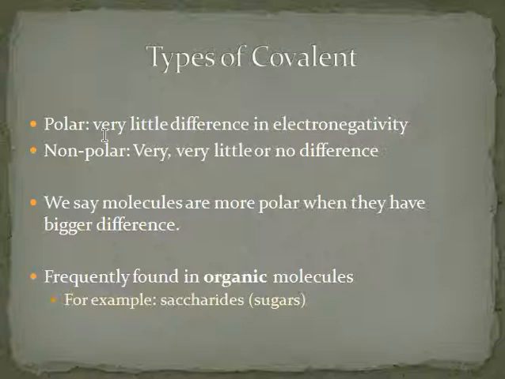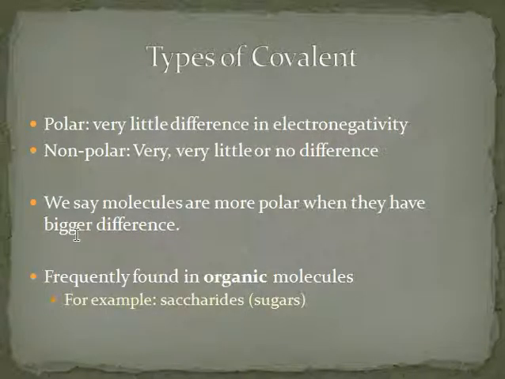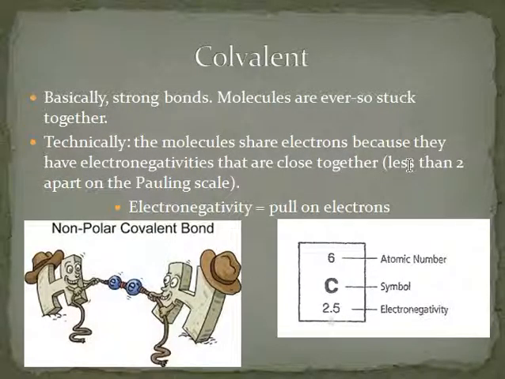But for like oxygen and hydrogen, we would call that polar because oxygen is a little bit more electronegative than hydrogen. And how do we determine if it's more electronegative? You just look at the chart. You can see here, 2.5. The higher the number, the more electronegative it is. And overall, we say that the molecules are more polar when there's a bigger difference. So the more difference there is between the two molecules that are covalently bonded, the more polar we say this is. That is until, or as long as it's less than 2 apart.